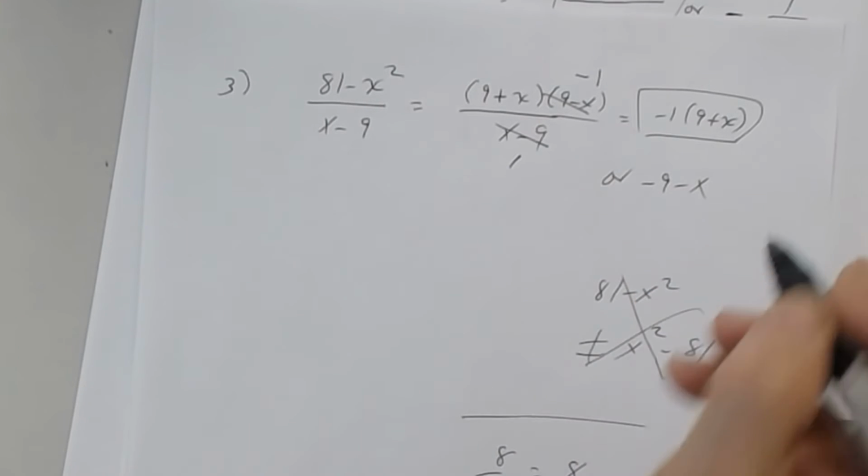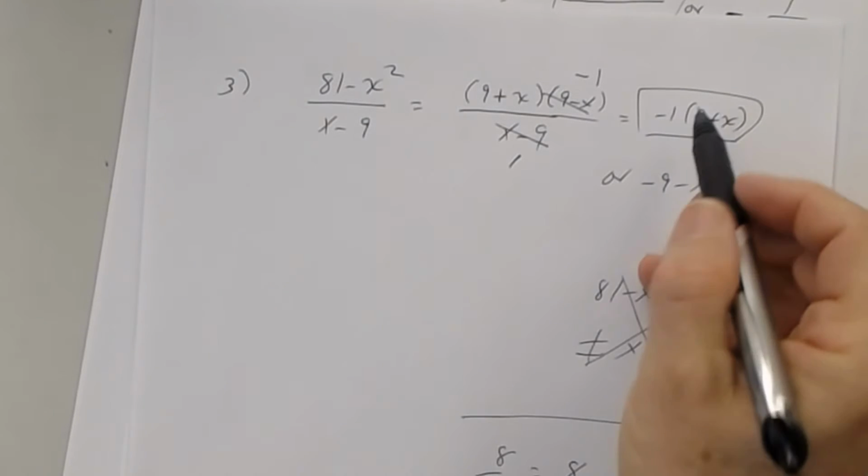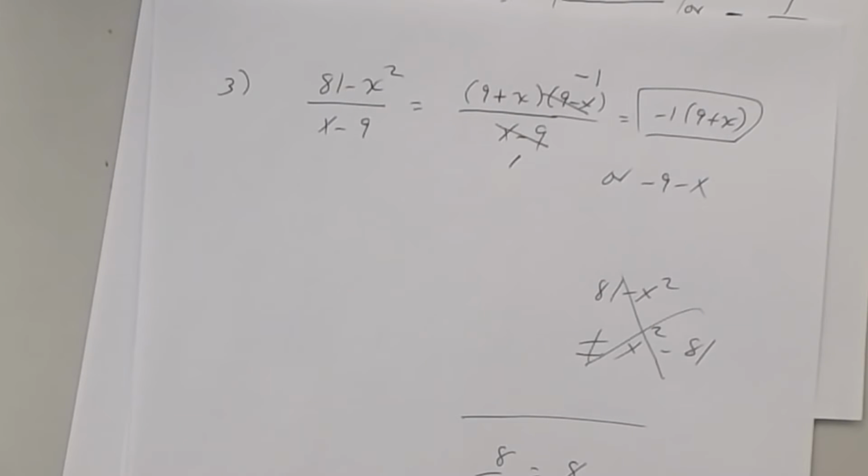So if you want to distribute, you can. Negative 9 minus x, right? Negative 1 times 9 is a negative 9. Negative 1 times x is negative x. Okay? You distribute. All right, either one's fine, but I would leave it in factored form.